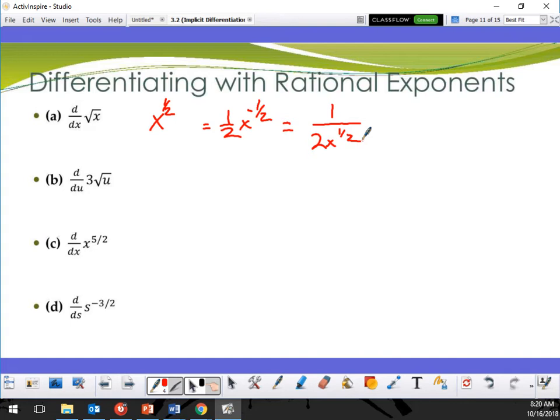So B. That's going to be 3 times u to the 1/2, right? Take the derivative of that. 1 over 6? 3 over 2. What's 1/2 times 3? 3 halves. Very good. So it's 3 over 2 u to the -1/2. So again, this one's going to be 3 over 2 u to the 1/2.